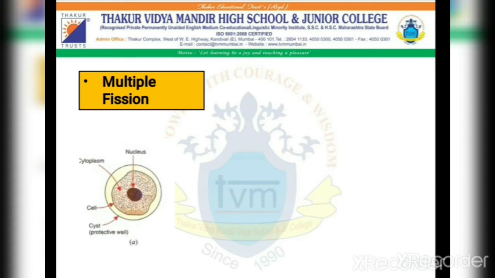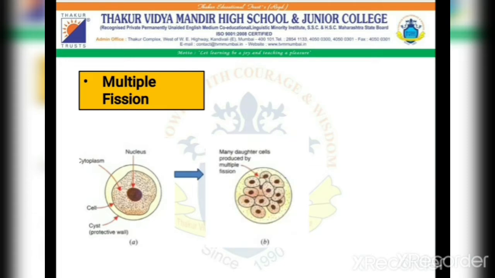You can see it in the diagram. The outermost covering is called a cyst. This covering is formed in an amoeba when the conditions are unfavorable. It makes use of its pseudopodia and forms a covering. Inside the covering, many nuclei are formed by repeated nuclear division. That is what you can see in picture B.